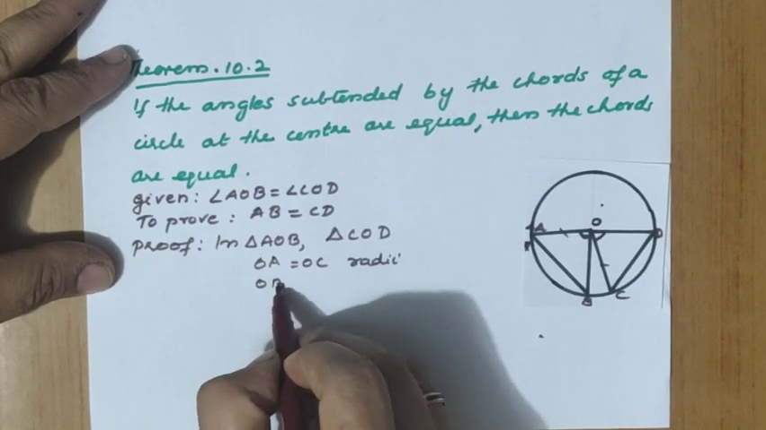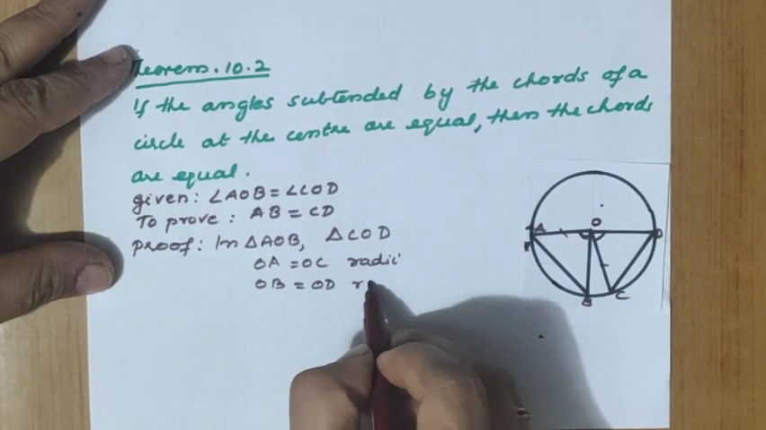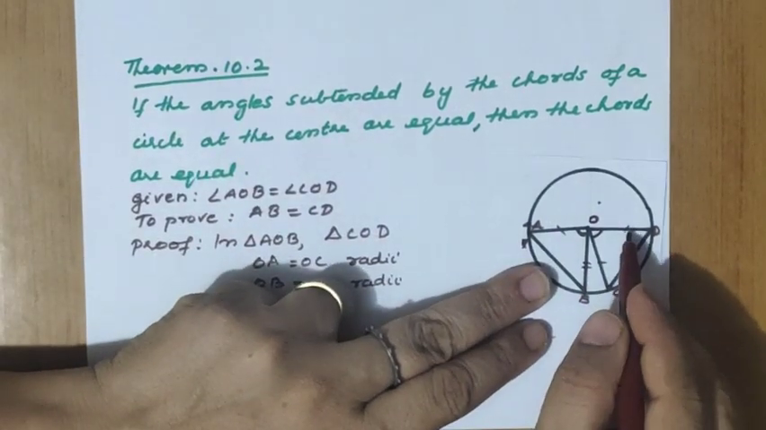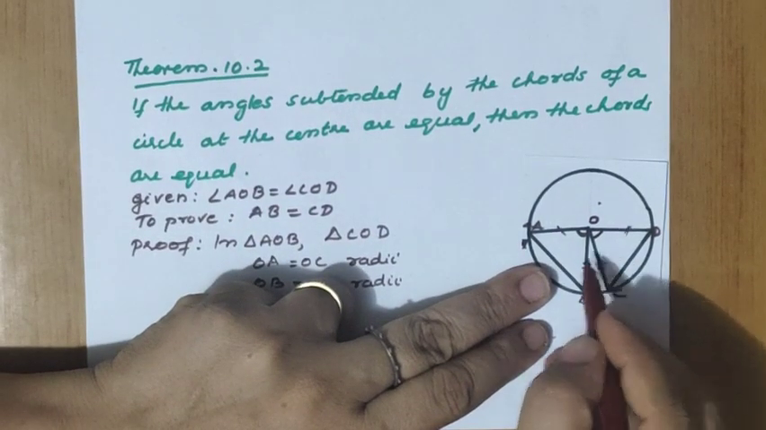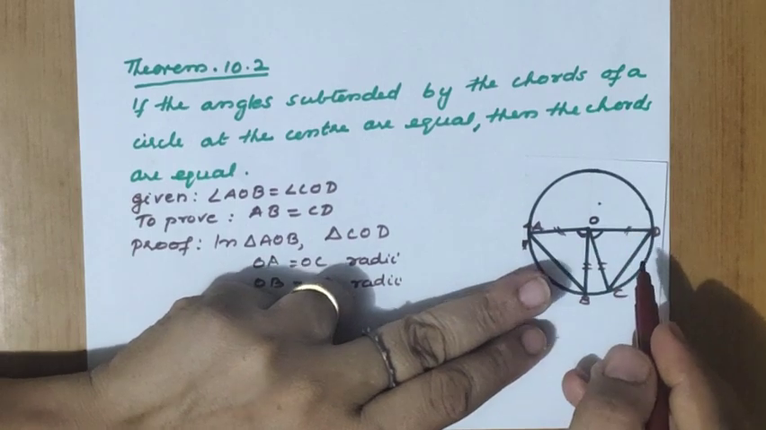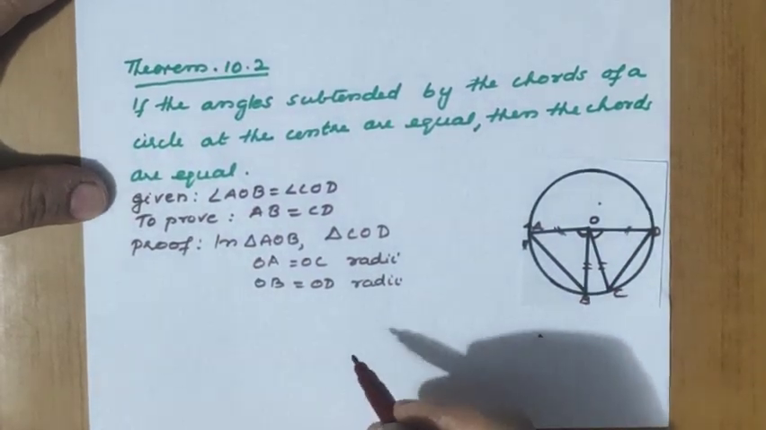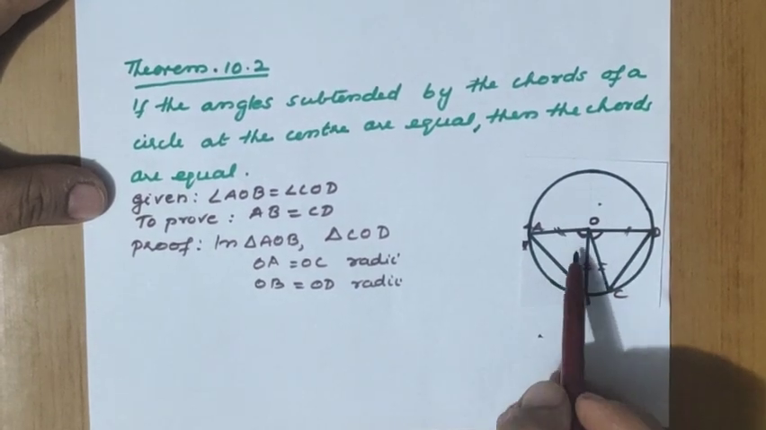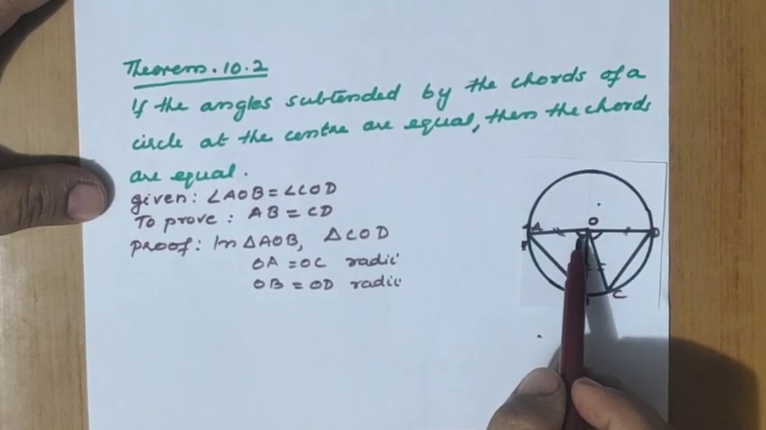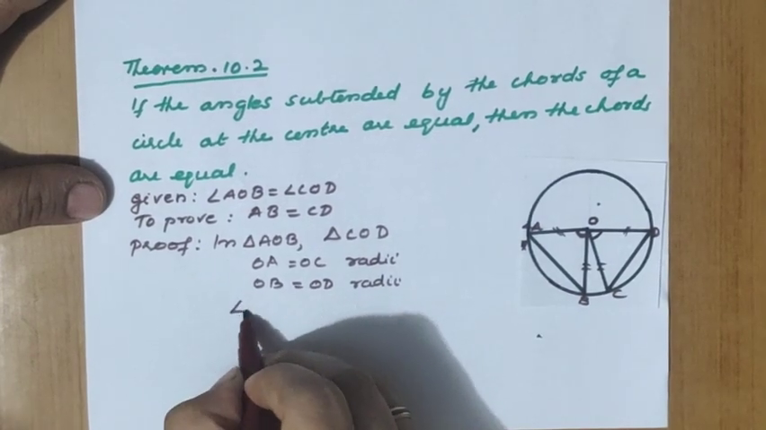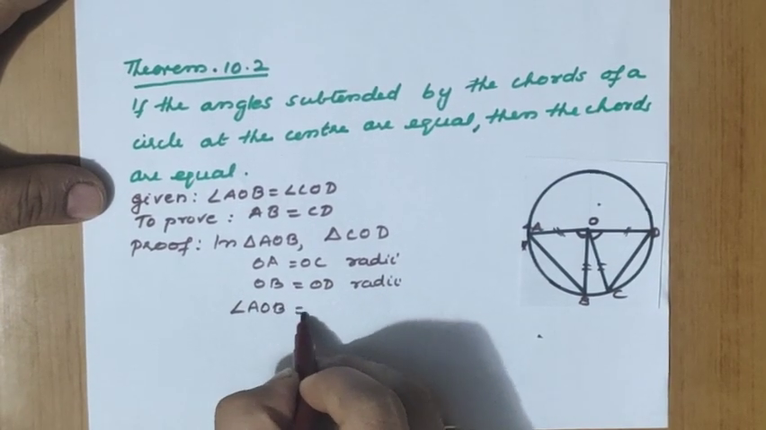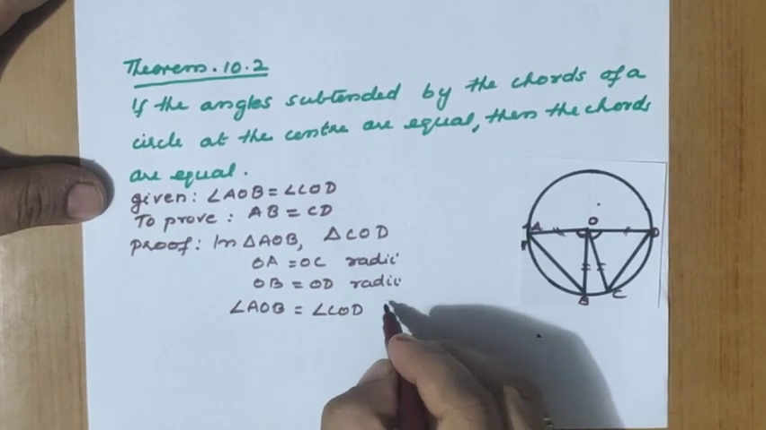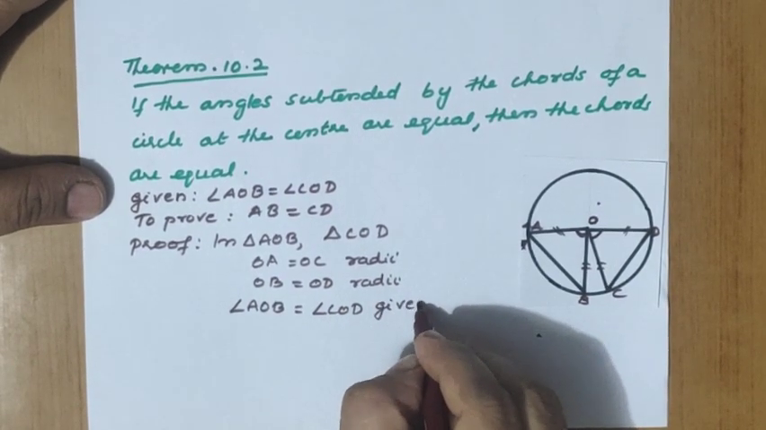Now OB equal to OD. The second radii also we have taken. We can make both equal only because radii means equal length. Now, we got two sides. The third side we should prove, so we cannot use that one. But the angle is given here, and that angle is also the included angle. So angle AOB equal to angle COD. That is the included angle which is given in the question.